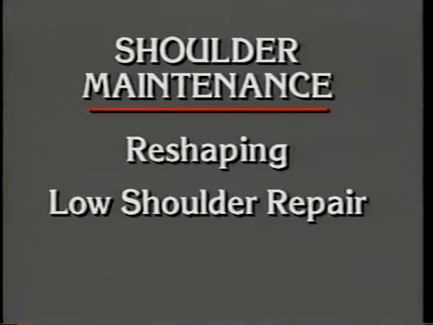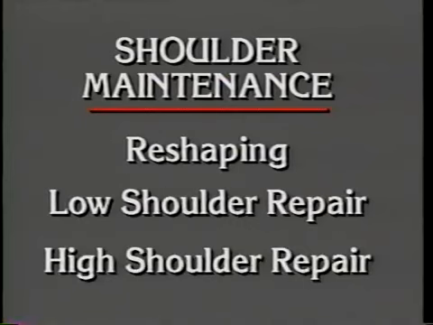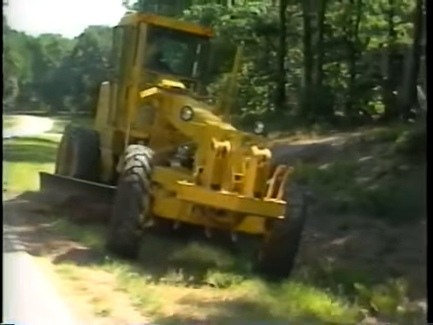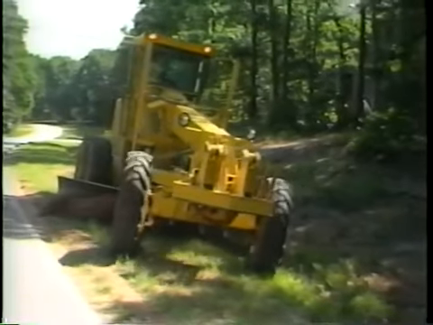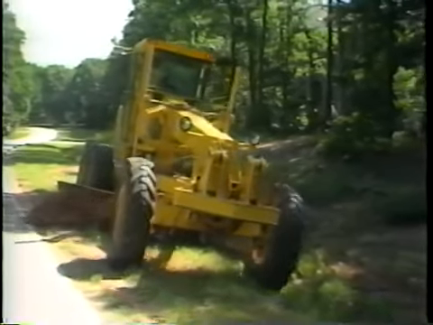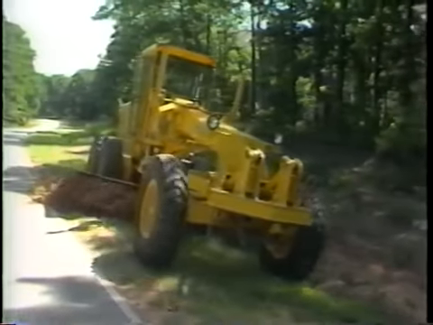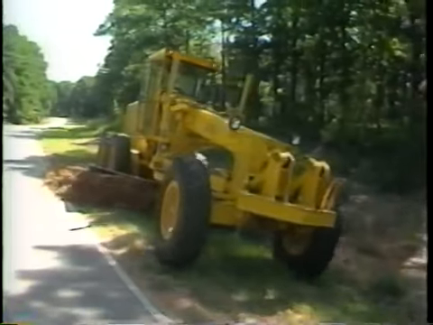There are 3 types of operations that may be performed in maintaining a shoulder. These are reshaping of the shoulder, low shoulder repair, and high shoulder repair. Reshaping of the shoulders is performed where no material needs to be added or removed from the shoulder. This operation restores the typical cross-section and slope of the shoulder.